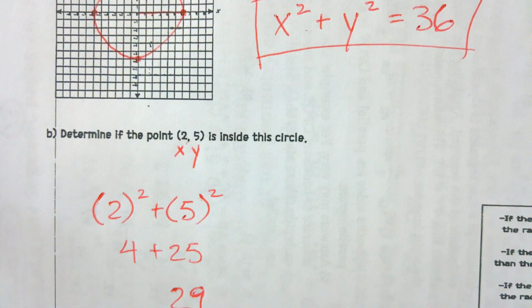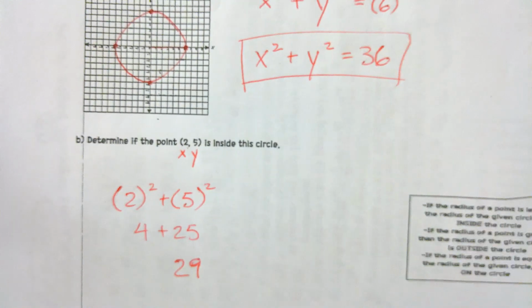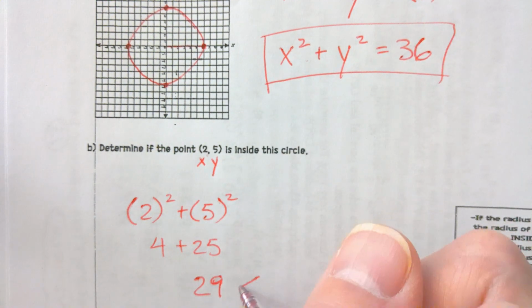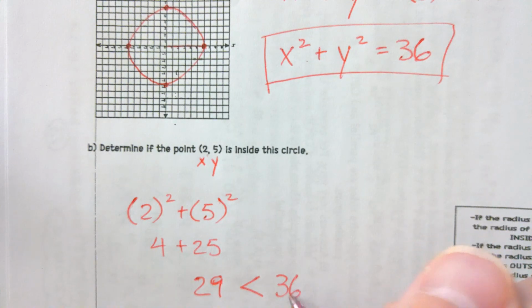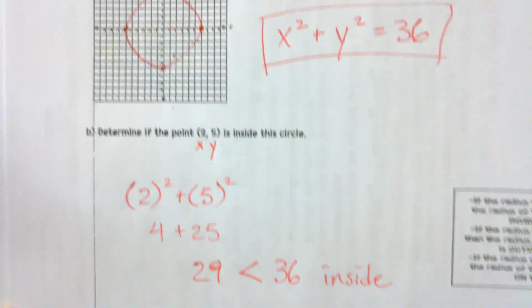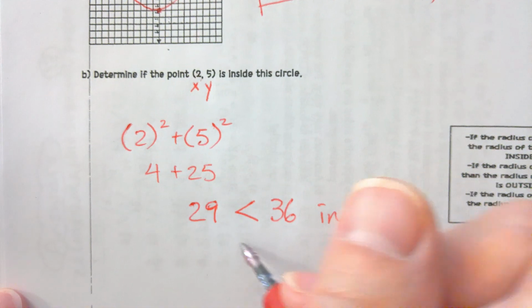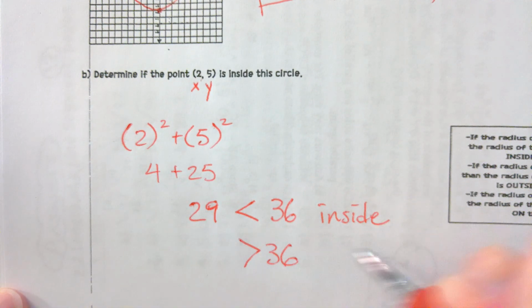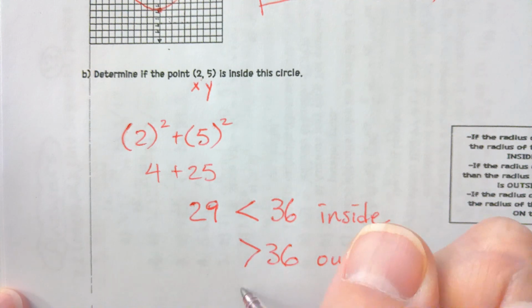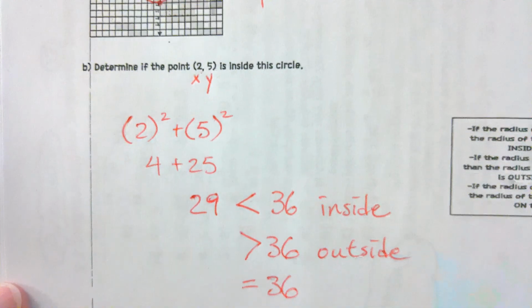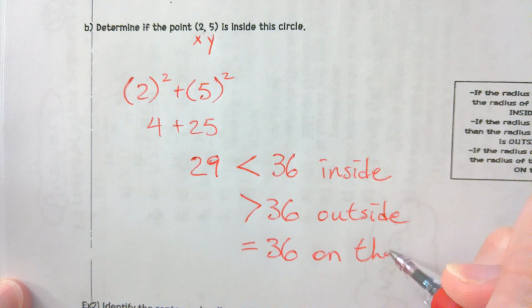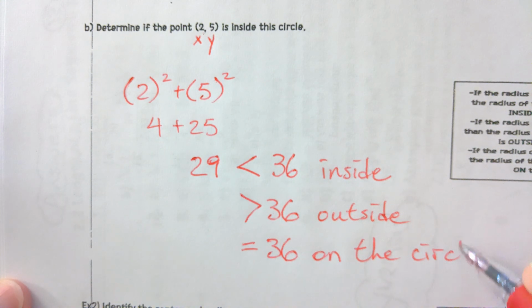So you see, sorry, let me zoom this out. Okay, this was my equation. If it's less than 36, it means it's inside. So what if it's more than 36? What do you think that means? Outside. And what if it equals 36? On the edge. On the circle, right?